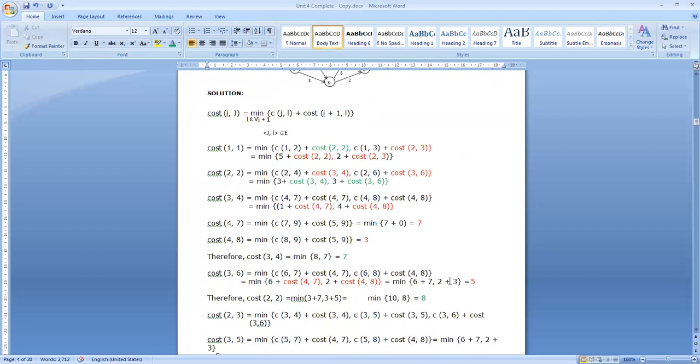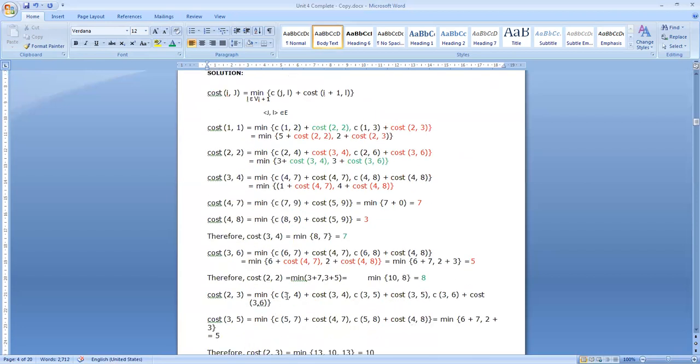So cost of 2, 3 is equal to minimum of: vertex 3 is connected with 4, so C of 3 comma 4 plus cost of vertex 4 in the stage 3; C of 3 comma 5 plus cost of vertex 5 in the stage 3; C of 3 comma 6 plus cost of vertex 6 in the stage 3. Now I supply these values here. Cost of 3, 4 is already found out.